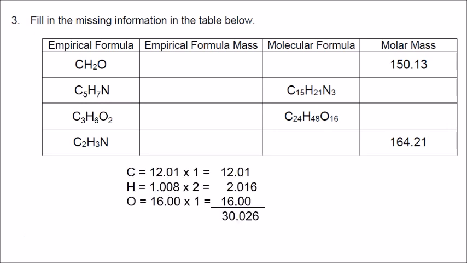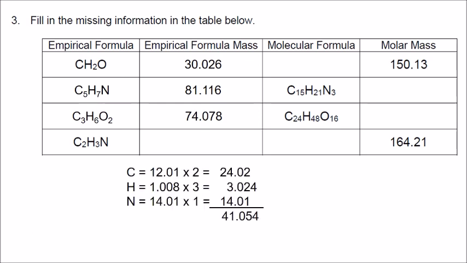Now we can use the periodic table to calculate the empirical formula mass for all 4 of these. So starting with CH2O, I got 30.026 for my empirical formula mass. Our next one, C5H7N, I got 81.116 when I added up the atomic masses for those elements. Our next empirical formula has a mass of 74.078. And our final empirical formula in this table has a mass of 41.054.